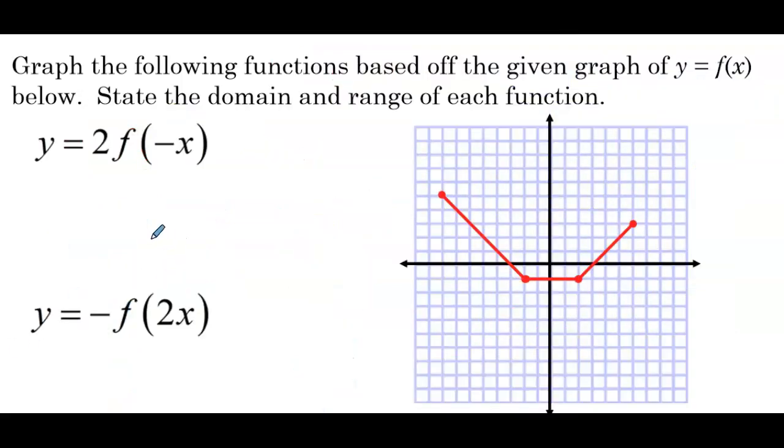Graph the following functions based off the given graph of y equals f of x. So this is y equals f of x here. State the domain and range of each function. Okay, so we have y equals 2 times f of -x. So let's rewrite this. y divided by 2 equals f of x divided by -1. So our scale factor is -1, 2. So that means we have a vertical stretch by a factor of 2, and we're reflecting over the y-axis.